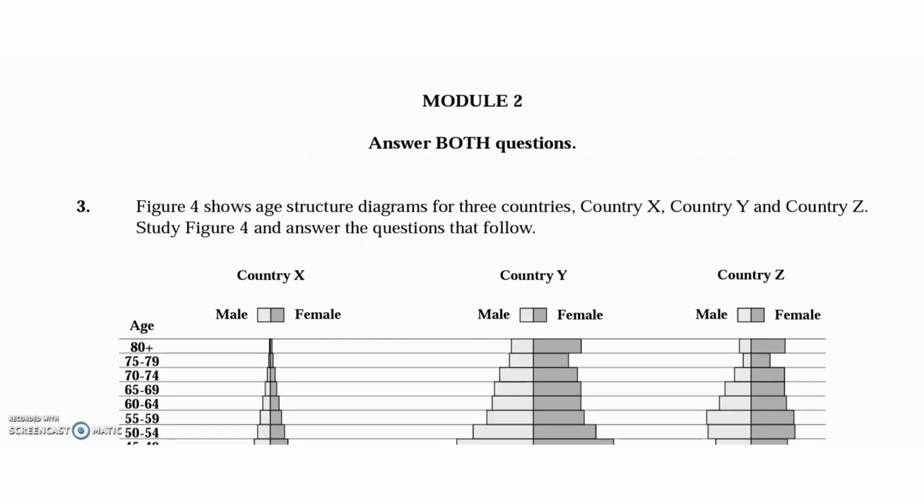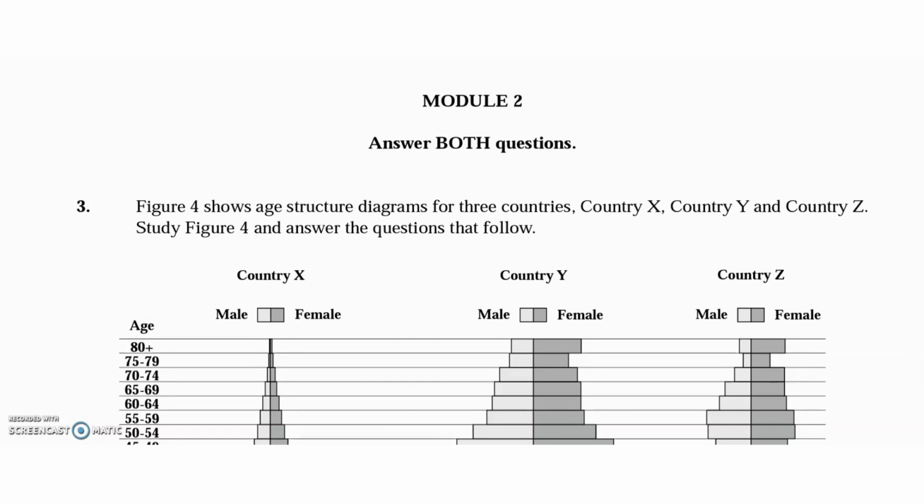All right, folks, we're actually going to begin with Environmental Science, Unit 1, Paper 2, 2011 paper, specifically looking at Module 2. So Module 2, we have question 3. Figure 4 shows age structure diagrams for 3 countries, country X, Y, and Z. Study figure 4 and answer the questions that follow. All right, let's go quickly.